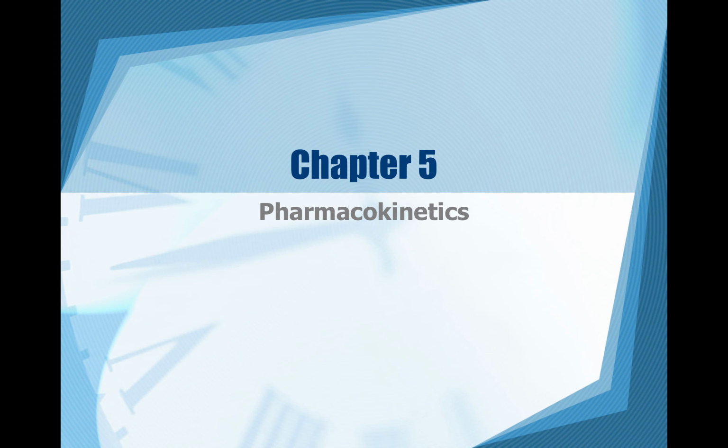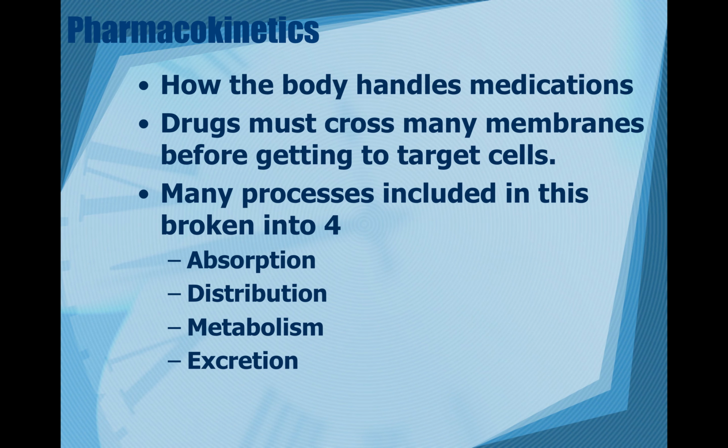The next lecture is going to be on something we call pharmacokinetics. Pharmacokinetics is defined as how the body handles the drugs. So when we give the patient a drug, what does the body do to that chemical in the body? Well, as we know, in order for the drug to have a therapeutic effect in the body, it needs to go through 4 pharmacokinetic processes. Those are absorption, distribution, metabolism, and excretion.